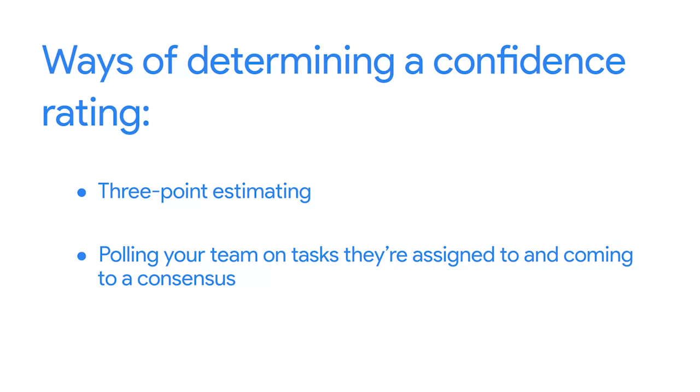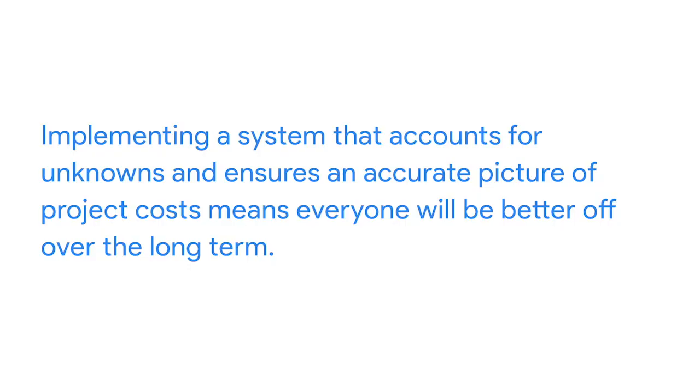And remember, estimating is far from an exact science, particularly in project management when there are so many unknowns. Implementing a system that accounts for those unknowns and ensures an accurate picture of project costs means everyone will be better off over the long term. In the next activity, you'll review supporting materials and add confidence level ratings to each of your time estimates. Coming up, we'll discuss effective negotiation techniques to get even more accurate time estimates.